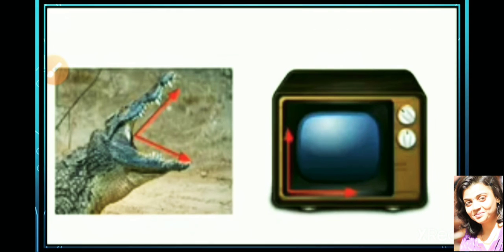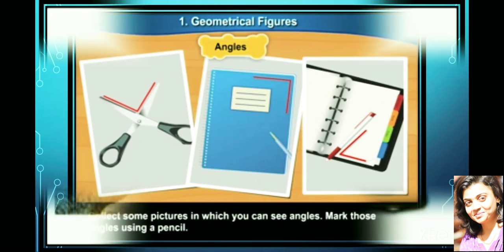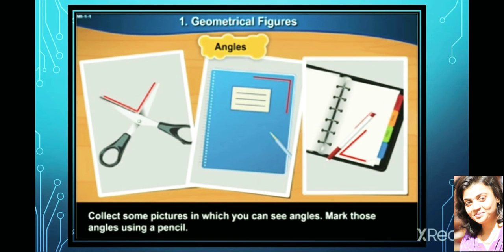What do you see in the next picture? It is a crocodile. And which angle does it indicate? Yes, it's an acute angle. Now the next picture is of a television. And that arrow mark indicates which angle? Yes, it's a right angle. Now one activity you have to do at your home: collect some pictures in which you can see angles, and mark those angles using a pencil.